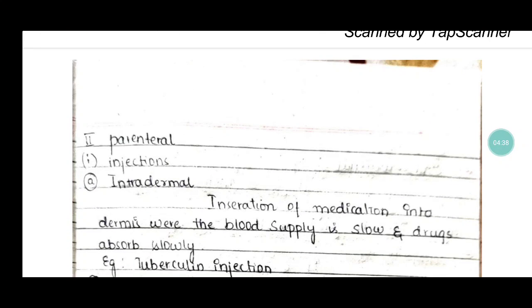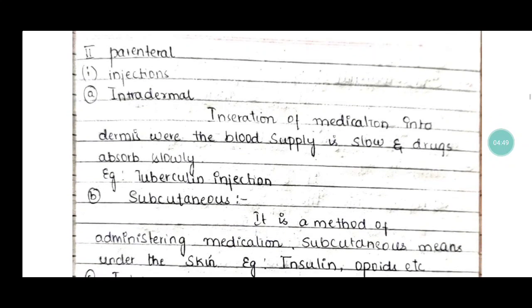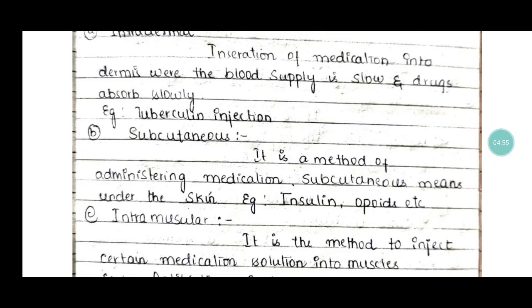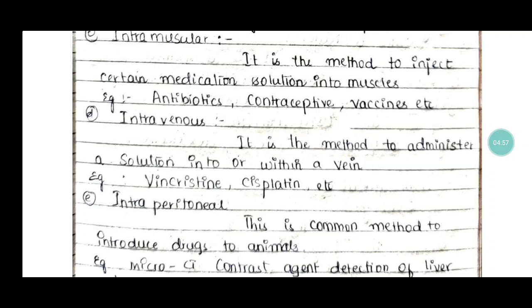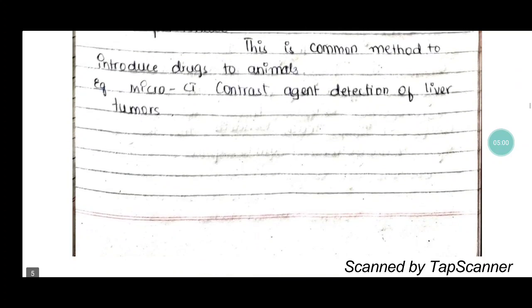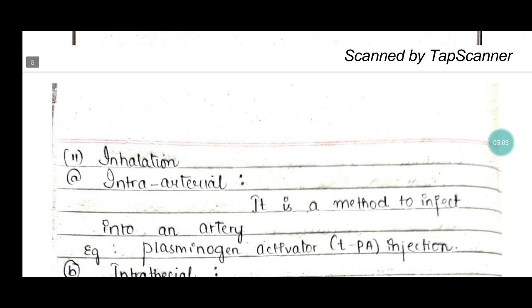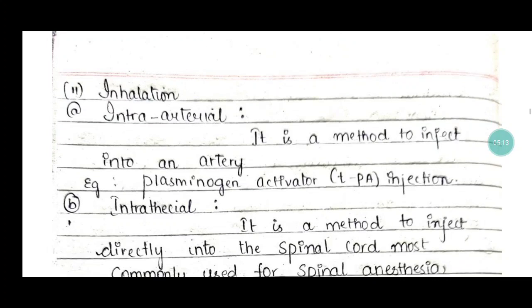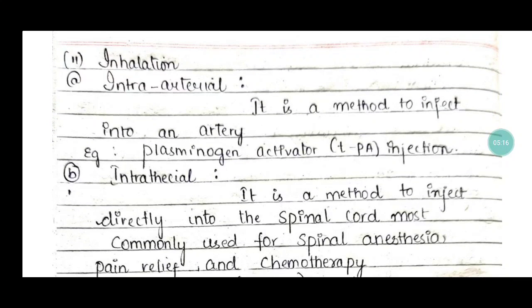Number 2, that is parenteral. In injection, intradermal is insertion of medication into the dermis, where the blood supply is slow and the drug absorbs slowly. For example, tuberculin injection. And then subcutaneous, intramuscular, intravenous, intraperitoneal, etc. Second, inhalation. Intra-arterial is a method to inject into the artery, like tissue plasminogen activator, that is TPA injection.